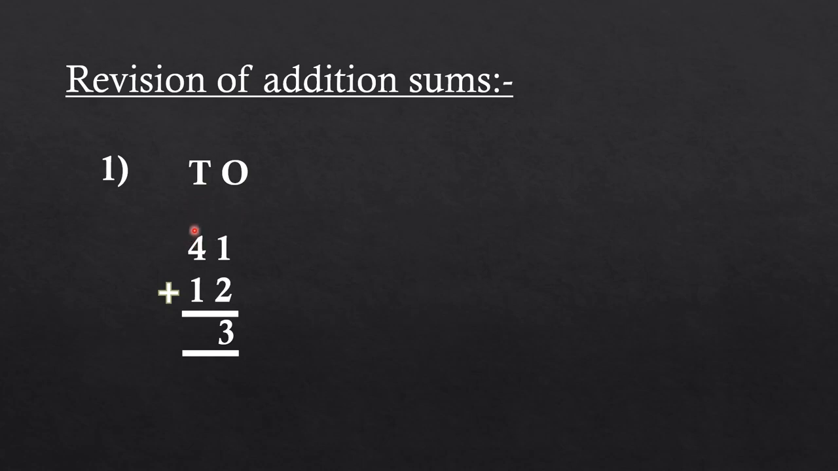So here at tens place column we have two digits, 4 and 1. So keep 4 in your mind, 1 on your finger. So after 4 you have to count 1. So that is equal to 5. So our answer is 53.